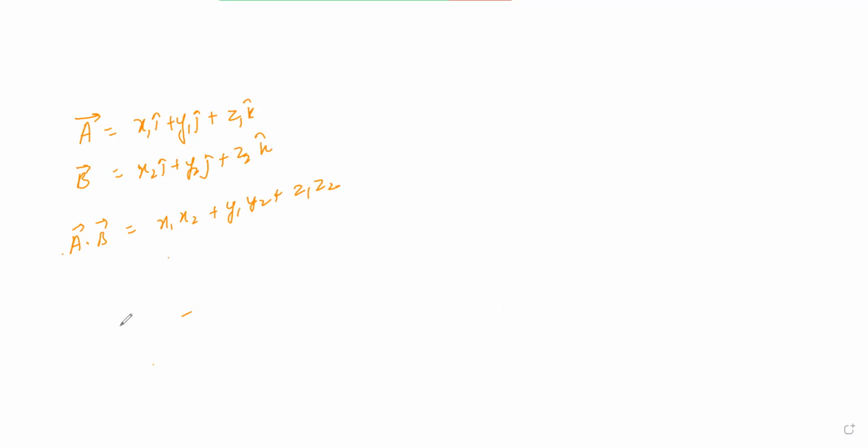Okay. If they tell you to find the magnitude of A, what it will be? Square root of x1 square plus y1 square plus z1 square. What will be magnitude of B? This will be equal to what? Square root of x2 square plus y2 square plus z2 square.